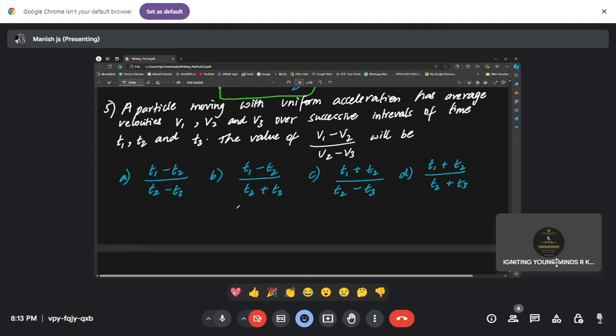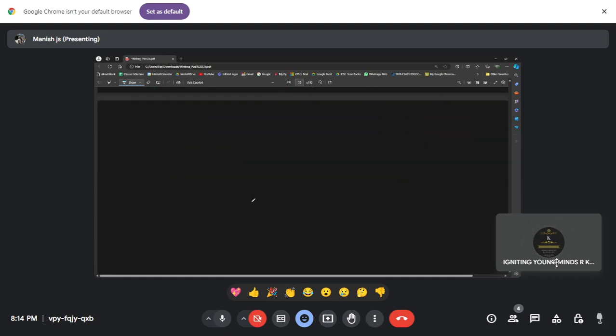Now when you have three different velocities over successive intervals of time, which is t1, t2 and t3, they are asking us to express each one of them in terms of the time variable. So in terms of time, we are supposed to express. So how to express such questions in terms of time? Let us see that. There is a step-by-step approach for this also.